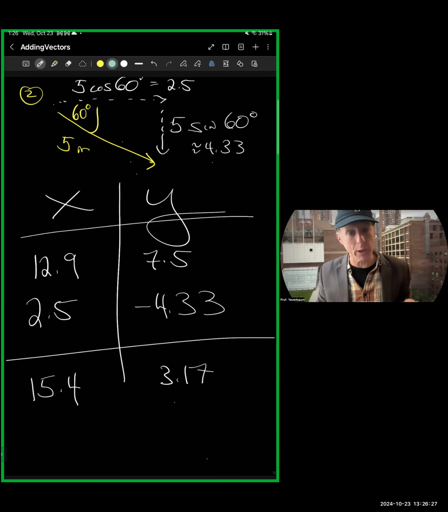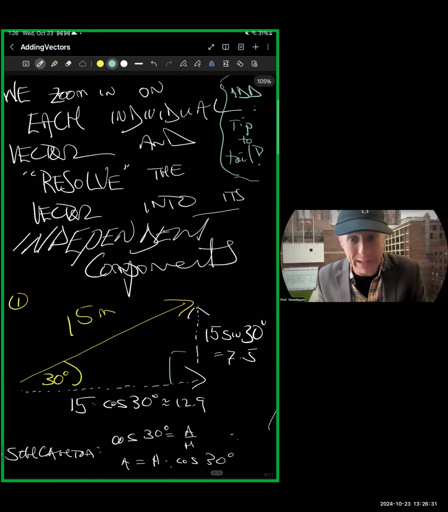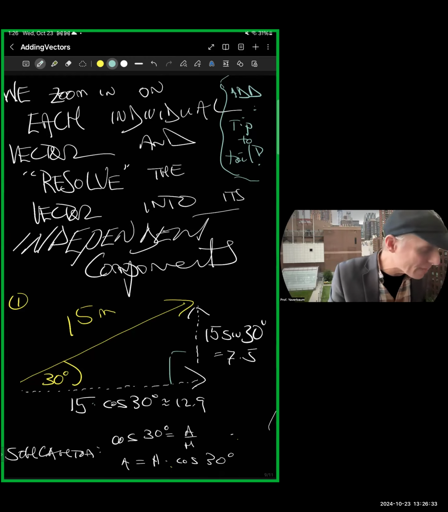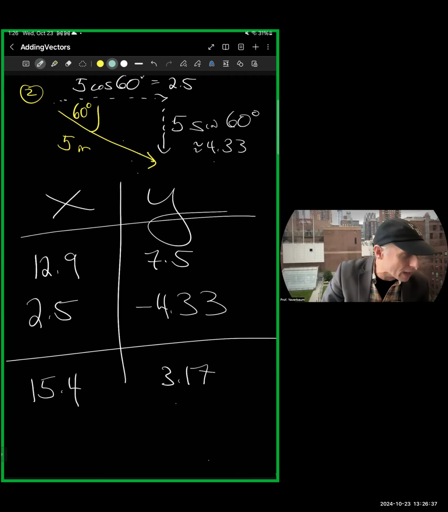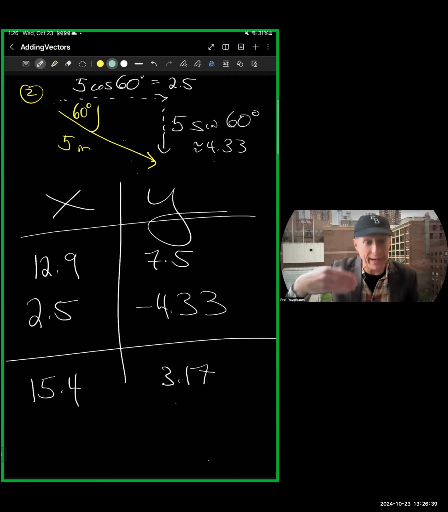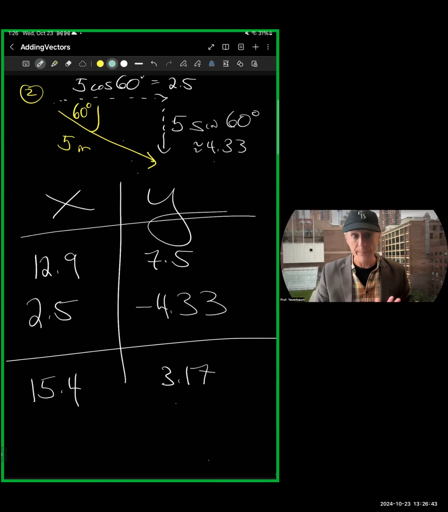So in the X world, if I look back, first I walked 12.9 meters to the east, then I walked 2.5 meters to the east. So I just tally those up in the X column. I got a total of 15.4 meters to the east. I'm treating them independently. Again, you can't just add up vector hypotenuses, but you can add up numbers in the same dimension, because each dimension is its own world of physics.